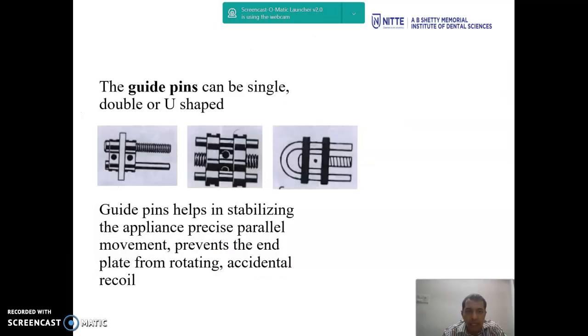The guide pins can be single, double or U-shaped. Guide pins help in stabilizing the appliance. Precise parallel movement prevents the end plate from rotating or accidental recoil.